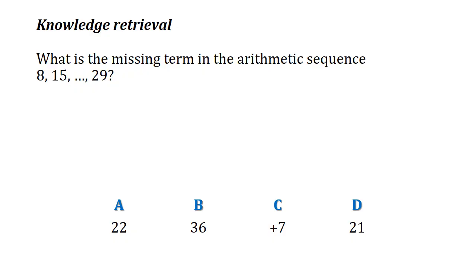Next question, the missing term in the arithmetic sequence. So all the sequences we've seen so far have been arithmetic. That means they go up or down by the same amount every time. So if the gap between these two is +7, then the gap between the second and the third term will also be +7. 15 plus 7 gives us 22.